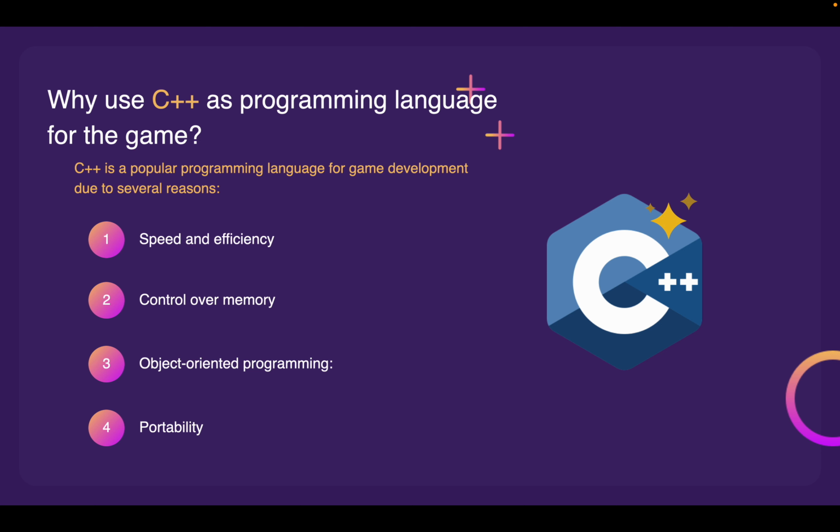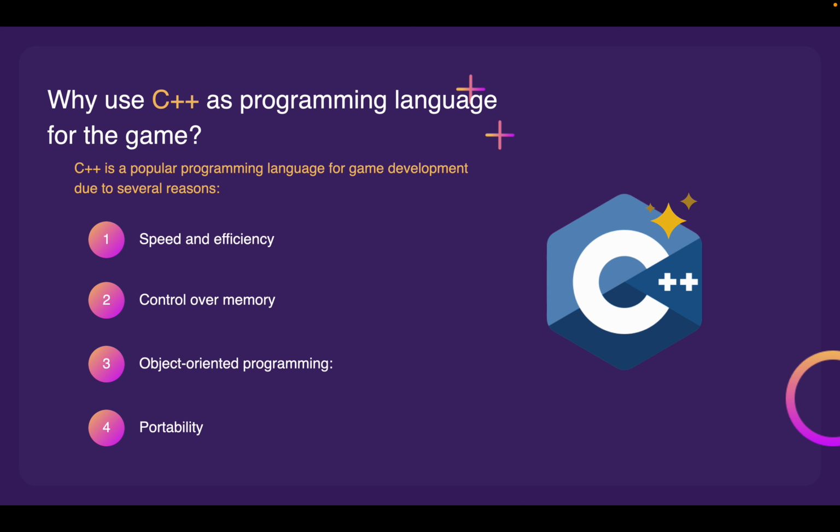Speed and efficiency. C++ is a compiled language, which means that the code is converted into machine language before it's executed. This makes C++ programs faster and more efficient than interpreted languages like Python and JavaScript. Control over memory. C++ provides low-level control over memory management, allowing developers to optimize memory usage for their specific applications.